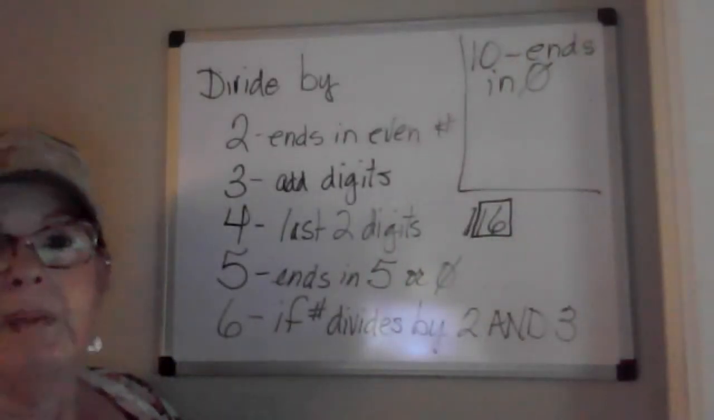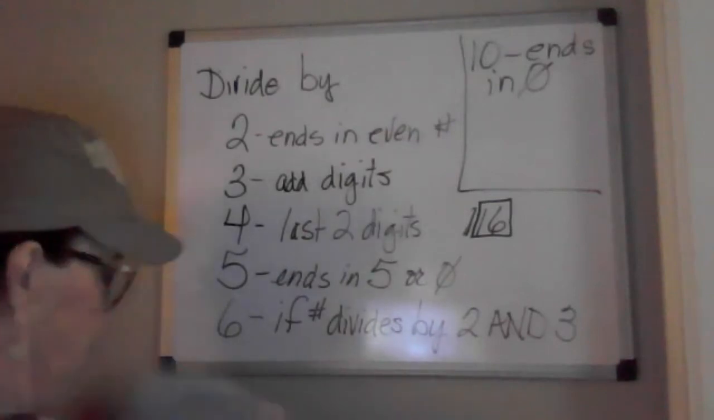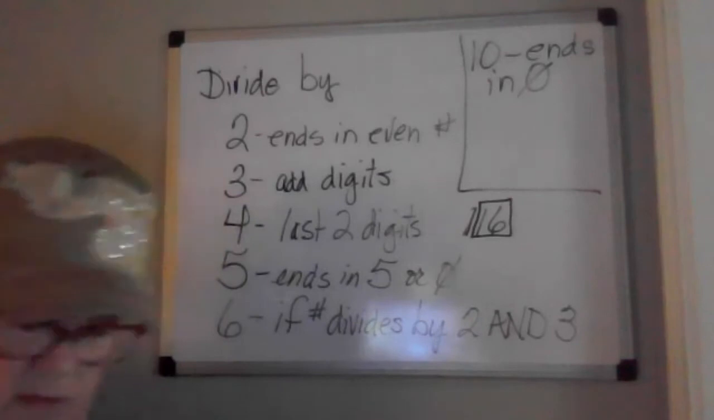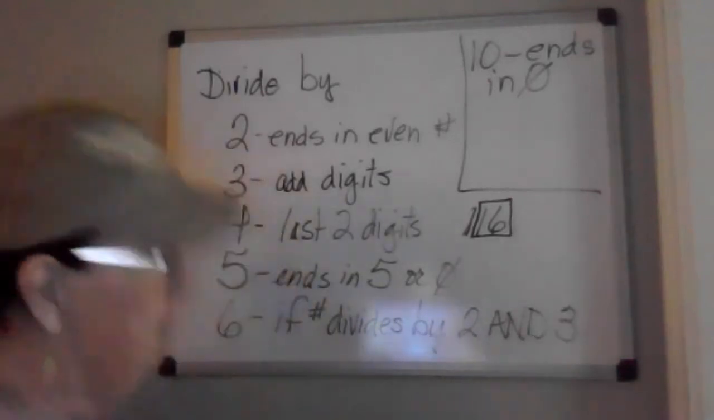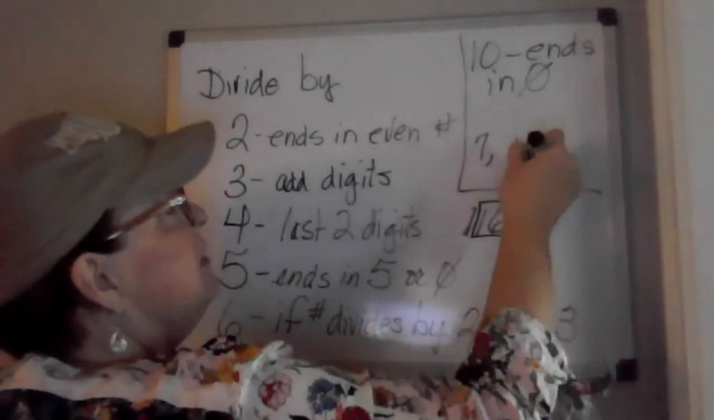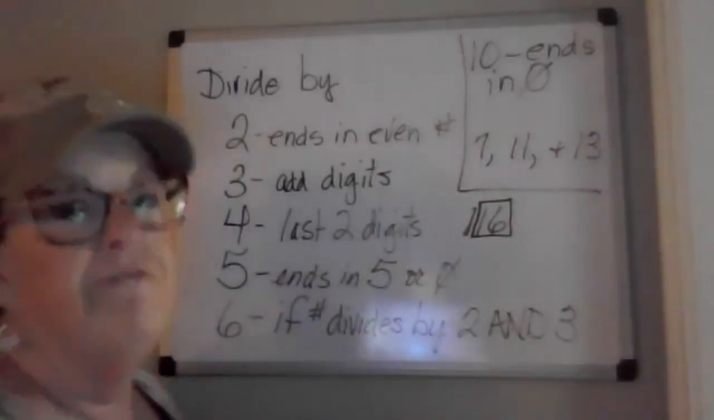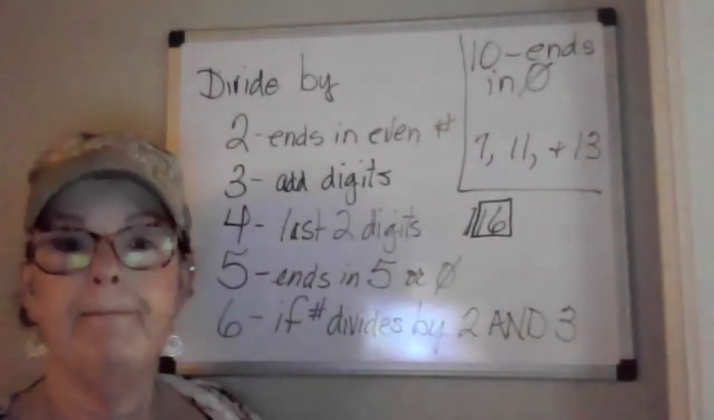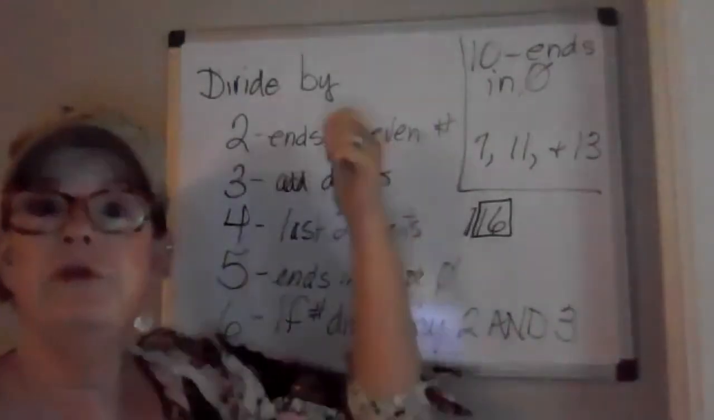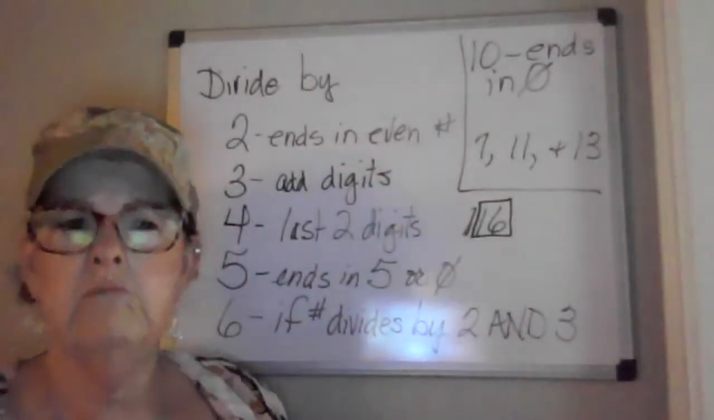Now, you can try all of these. And if you still didn't find anything that will divide, try 7, 11, and 13. If it won't divide by any of these or those, there's a very, very good chance that it's prime. If it doesn't hit any of these rules and 7, 11, and 13 won't divide into it, then it's definitely prime. I'm pretty sure.